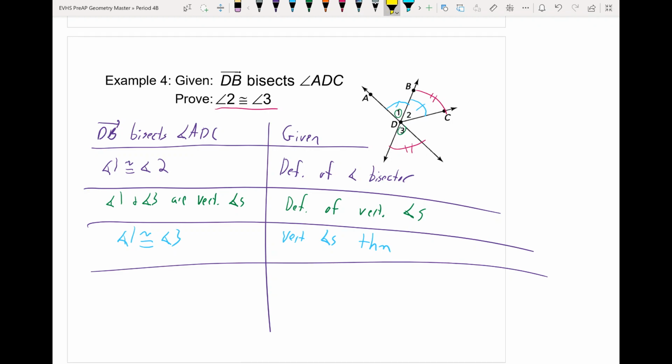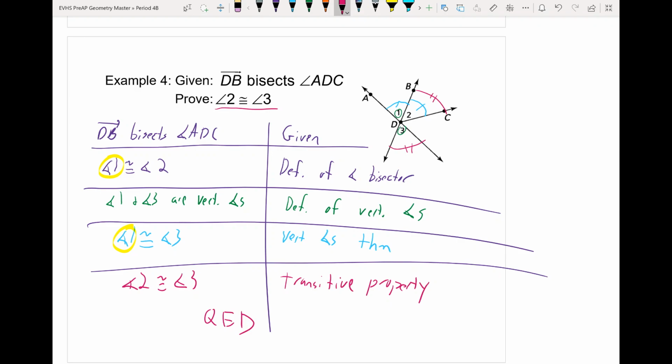Now I know that angle 1 is congruent to angle 3. I also know that angle 1 is congruent to angle 2. Therefore, angle 2 must be congruent to angle 3, and that is by the transitive property. You could also put substitution there. All right, I proved what I set out to prove, so I've got my QED on there.